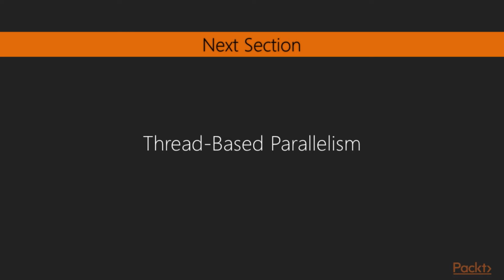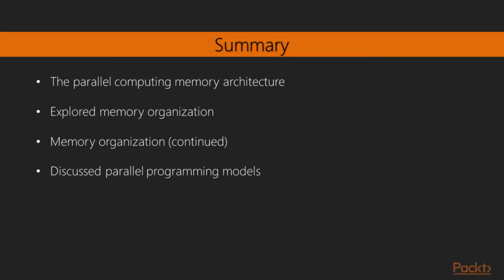In this section, we saw how the parallel computing memory architecture works. We learned about the memory organization and parallel programming models. Later, we saw how to design a parallel programming model and evaluate its performance. We introduced Python and saw its importance in the parallel world. In the end, we saw how to work with threads and processes in Python. In the next section, we'll learn about thread-based parallelism in detail.